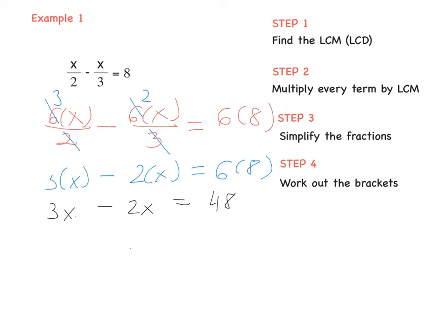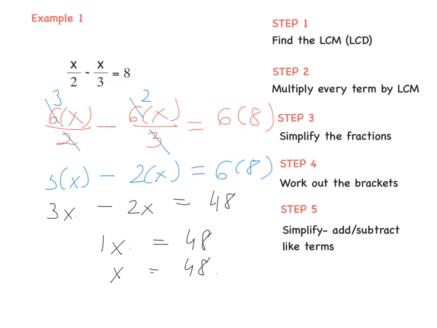Once we have it, it's time for the next step. Now we need to add or subtract like terms. So 3x minus 2x is just 1x equals 48, and we can simply write down x equals 48. Make sure you have this example and all the steps in your copy.